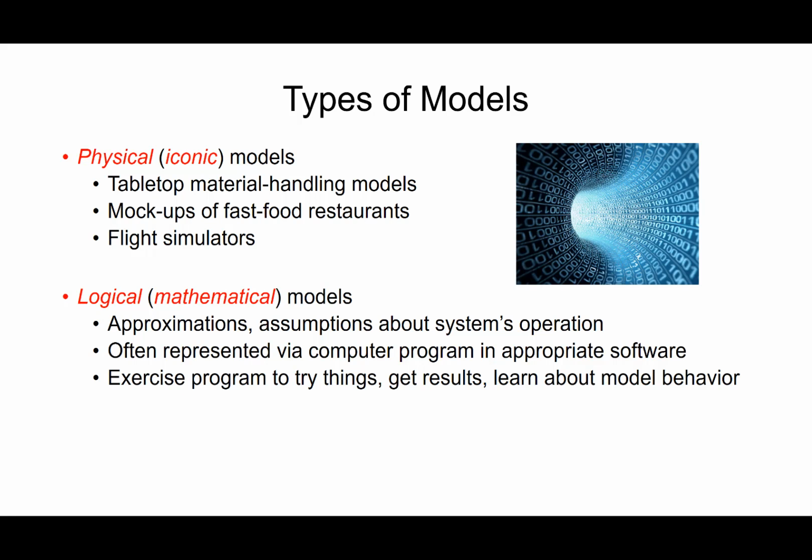There are two types of models. Physical models, or iconic models, are typically representative of physical or practical systems. Examples would be the material handling within a delivery or manufacturing setting, fast food restaurants, or flight simulators. All those are very tangible and physical systems. Logical models, on the other hand, are less tangible, but not any less important. They are typically more applicable for systems that aren't physical in nature, maybe more conceptual, or maybe more virtual. Examples would be computer hardware or software operations.